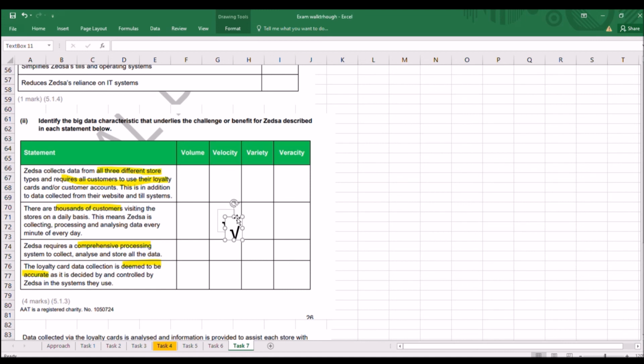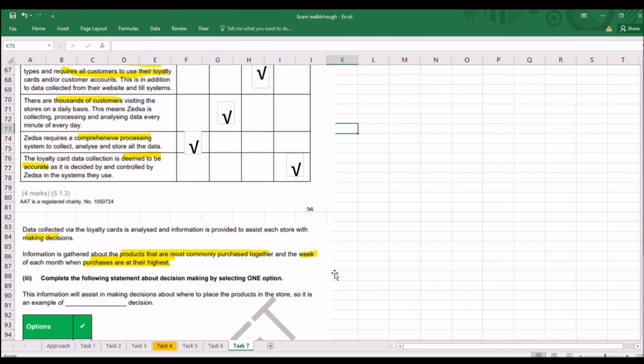Comprehensive processing system to analyze and store all the data. So there's the volume, which means the top one is going to be the variety then. I felt it was probably going to be at the start anyway. And then veracity is going to be accuracy, probably in the last one. Loyalty card is deemed to be accurate. Oh, well, there we go. There's accuracy in the back element of it there. So a little bit of potential on that one, and we could do it by the process of elimination, how it was going to work.